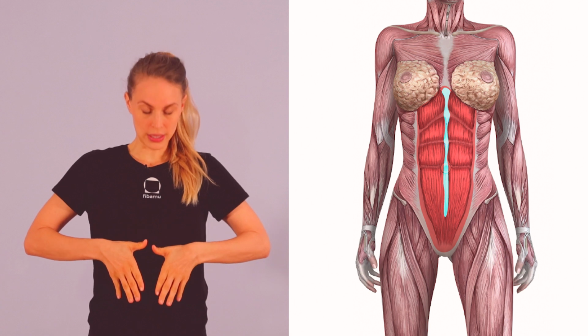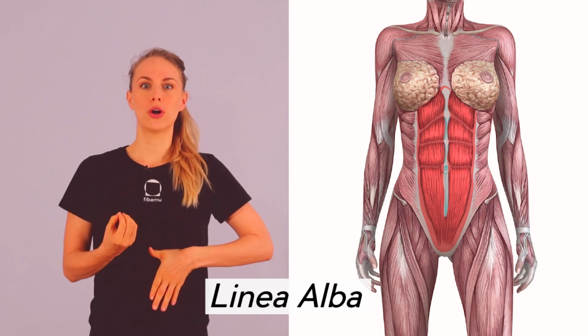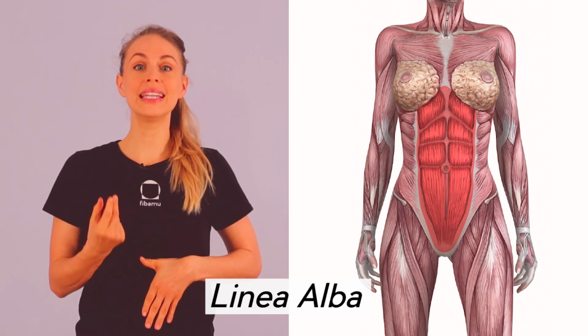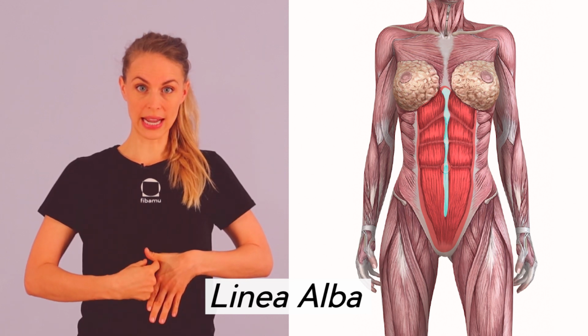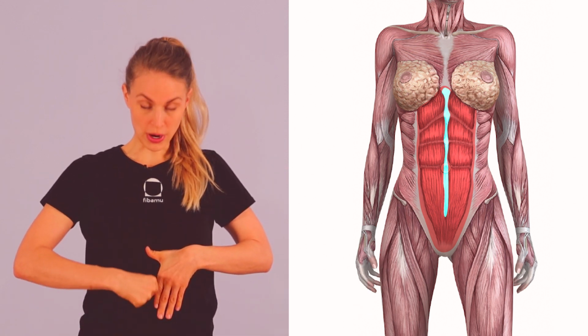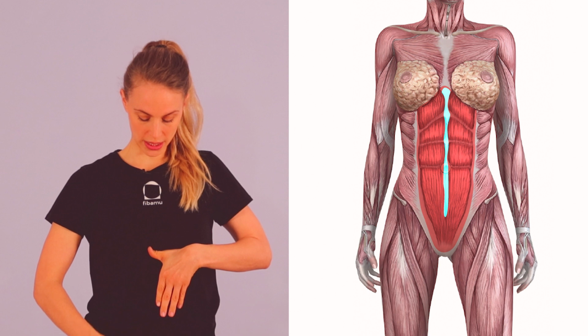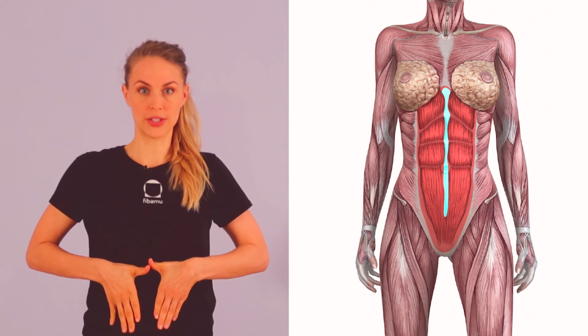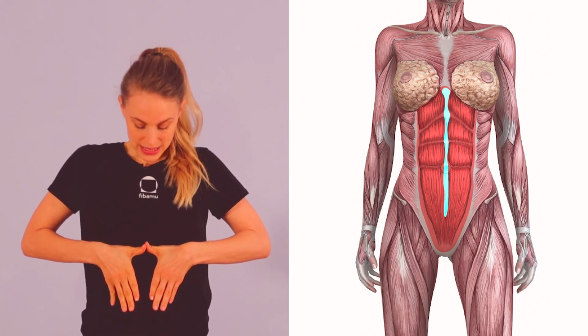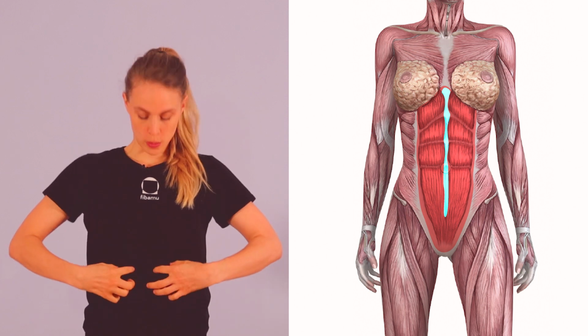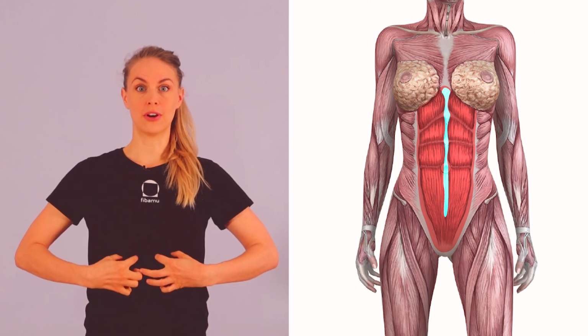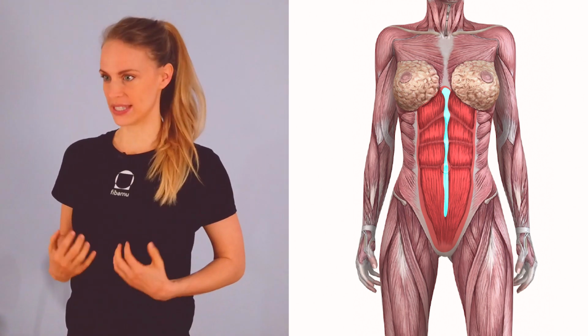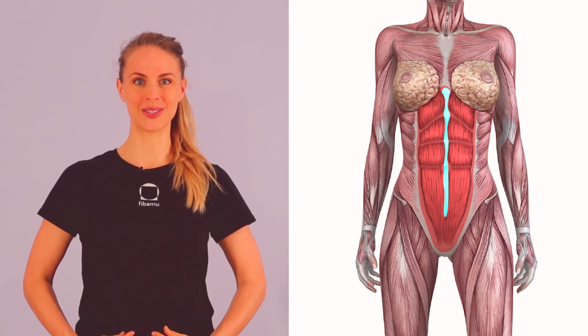This muscle is connected with something that we call the Linea Alba. The Linea Alba is a thin connective tissue band that runs here in the middle between your left and right rectus abdominis. It's basically making them into two muscle bellies that run here in the front. And it's also what we call the six-pack muscle, the muscle here in the front. So this is the rectus abdominis muscle.